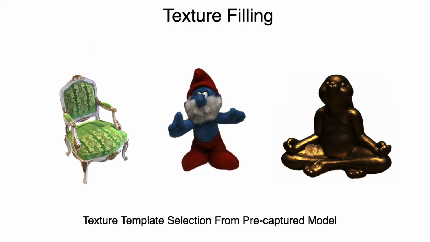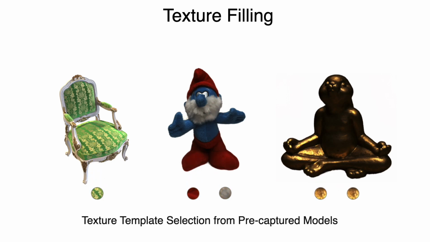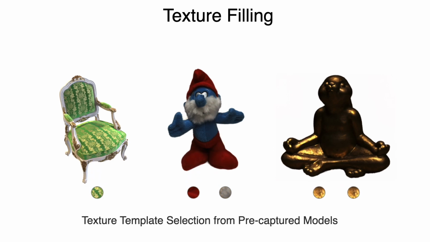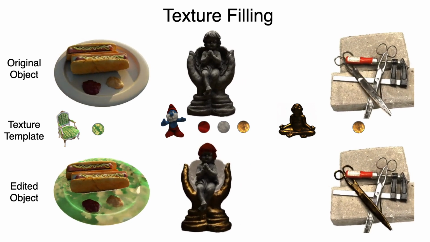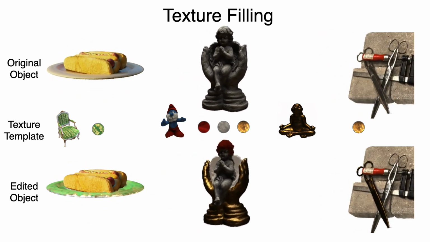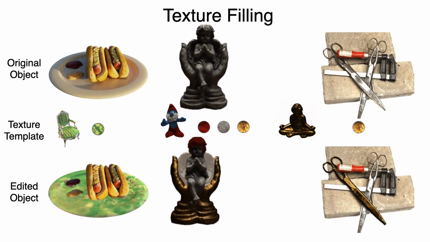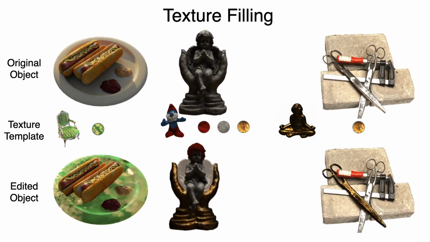Then, we show 3 examples of texture filling. We first select texture templates from pre-captured NeuMesh models, which are illustrated with several colored dots below the objects. We fill the selected area of target objects with these texture templates. As you can see, the edited objects exhibit the texture from the templates, and also show rich view-dependent effects, such as shiny plate and golden metals.